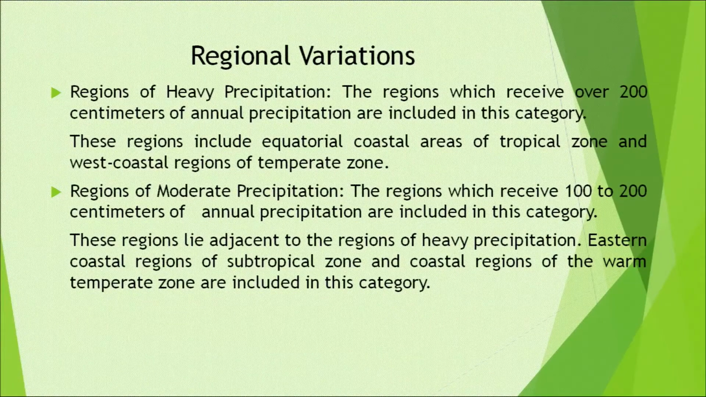Regions of heavy precipitation are the regions which receive more than 200 centimeters of annual precipitation, and they are in this category. These regions include equatorial coastal areas of tropical zone and the west coastal regions of temperate zone. Regions of moderate precipitation. These regions which receive 100 to 200 centimeters of annual precipitation are included in this category. These regions lie adjacent to the regions of heavy precipitation. Eastern coastal regions of subtropical zone and east coastal region of the warm temperate zone are included in this category.